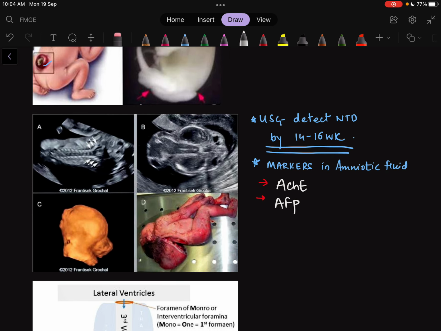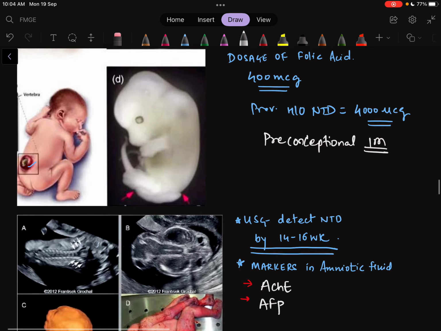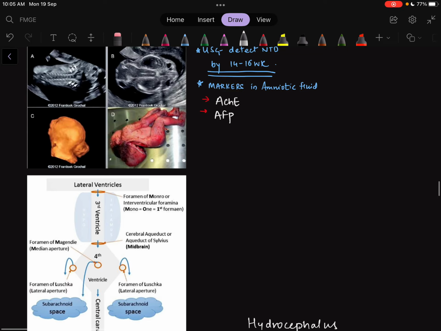The folic acid should be started 1 month before the conception, or periconceptional folic acid supplementation should be given. Folic acid preconceptionally can be given. 1 month before folic acid should be started, and dose is 400 microgram. If previous history is there, 4000 microgram. Then next topic is hydrocephalus.